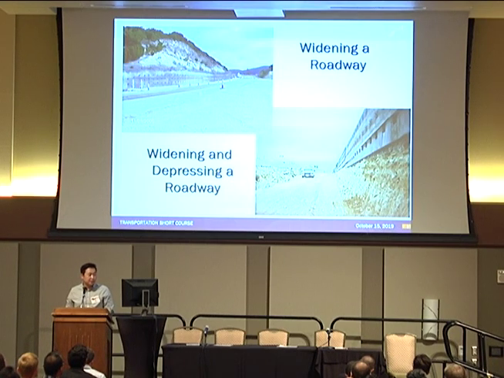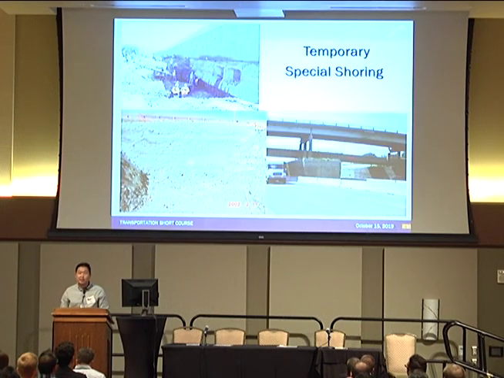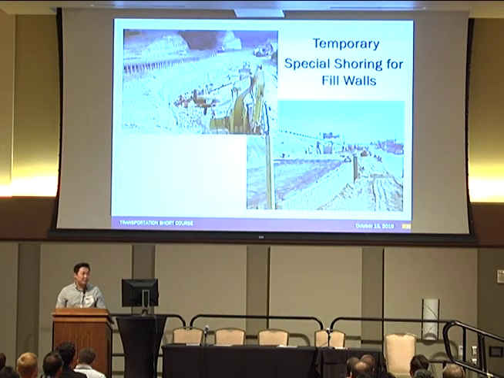Another typical application is the widening of the roadway, or with a depression on the roadway as well. The soil nail can also be used for temporary special shoring for the box culvert installation. This is a very unique and special case, but the soil nail can be used to preserve the foundation capacity in the in-place construction. Also, temporary special shoring with soil nails is used for the fill retaining wall.